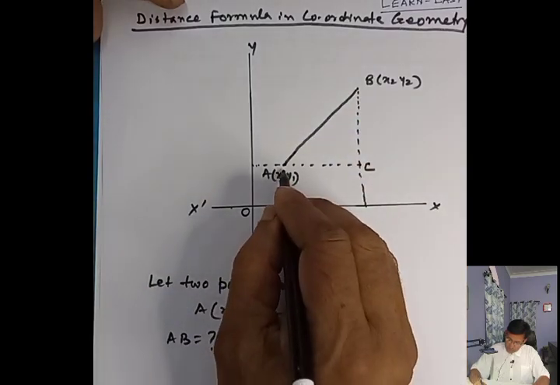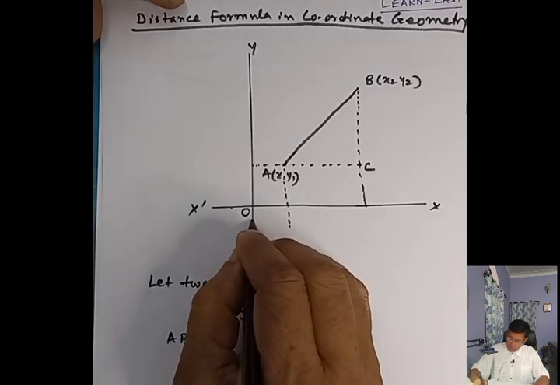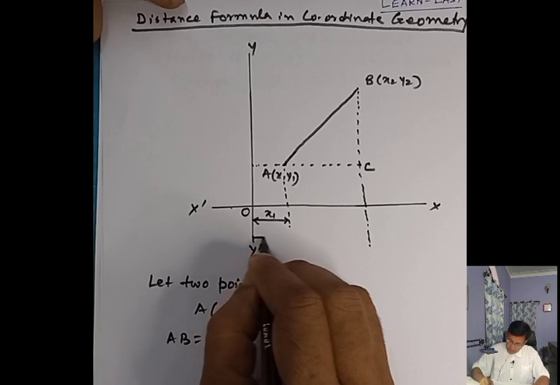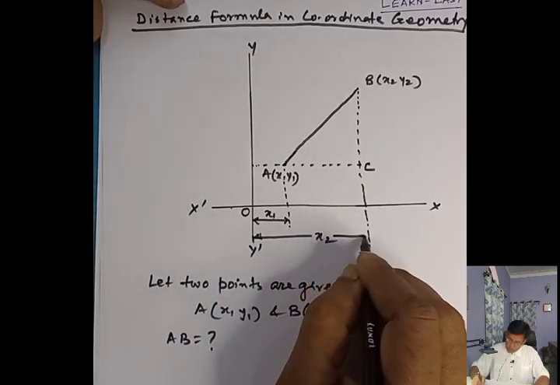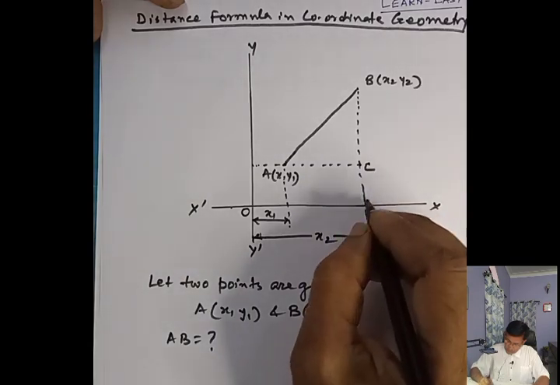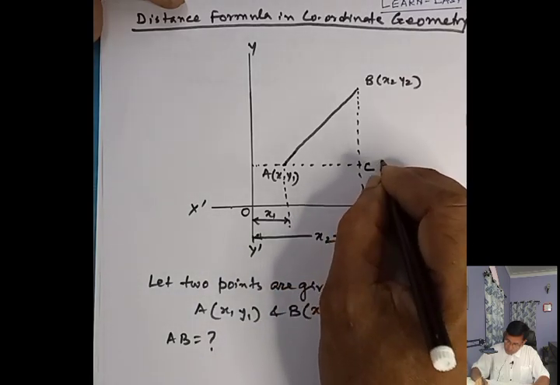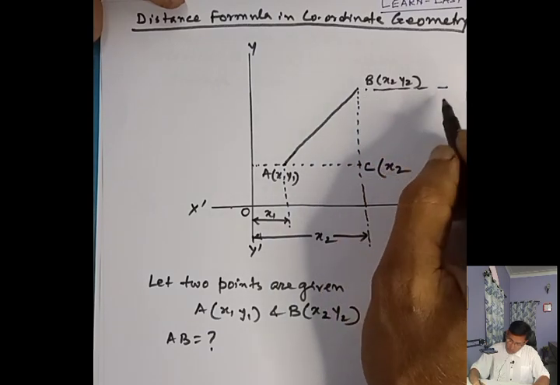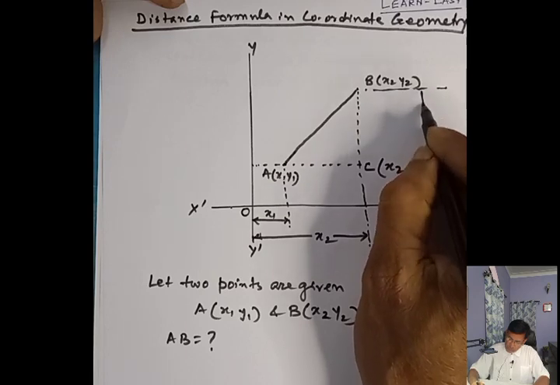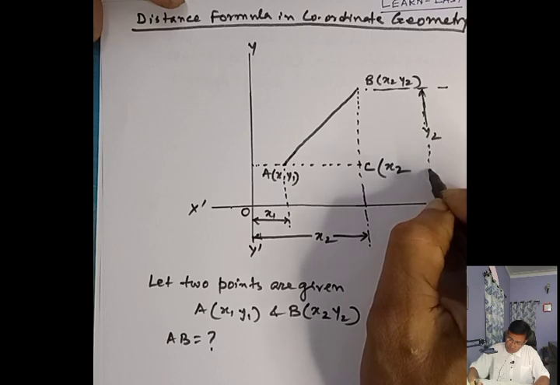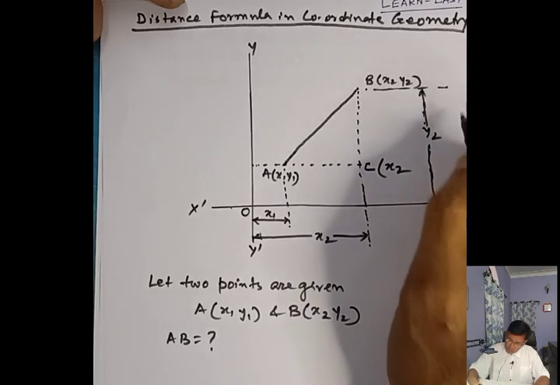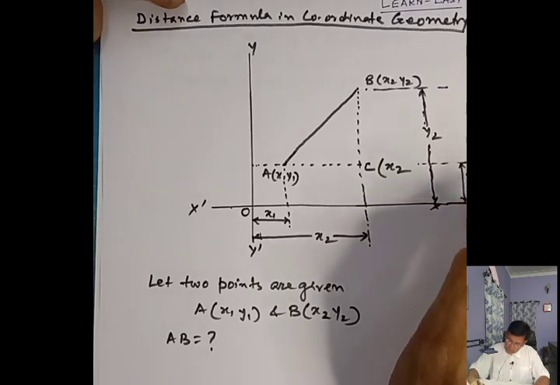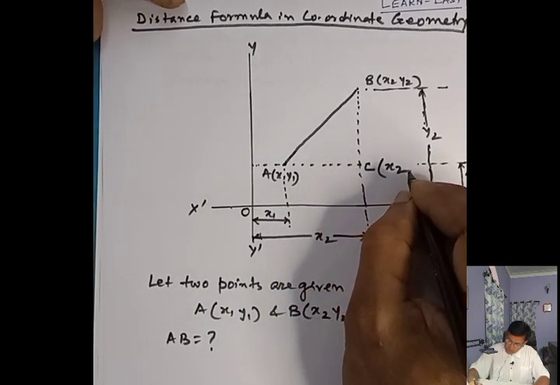Now think. This is x1 and this is x2. So the coordinate of C will be x2. Again, this is y2 and this is y1, so the coordinate of C will be (x2, y1).